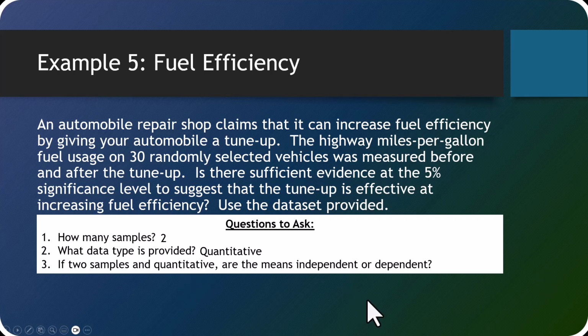Again, pause this video, think about it, process it, and then unpause it. So the answer, if you haven't already figured out, is dependent samples. By process of elimination, it kind of had to be, right? Because that was the only example we hadn't done yet.